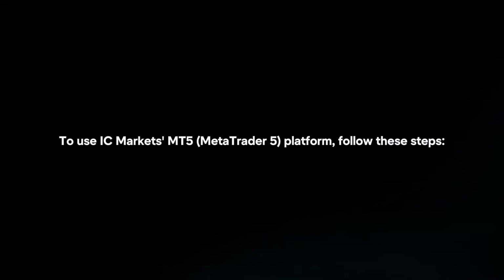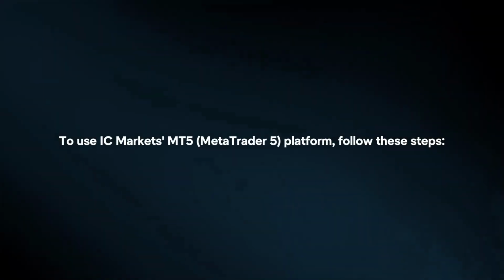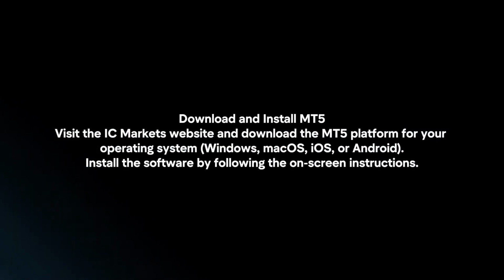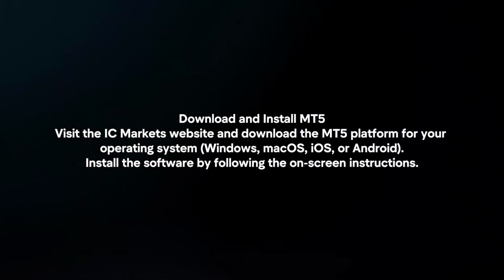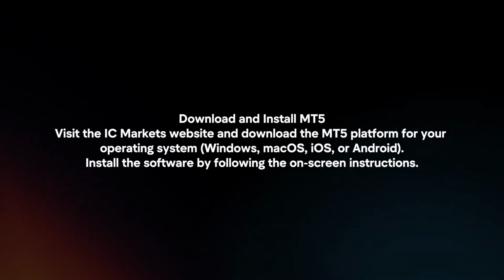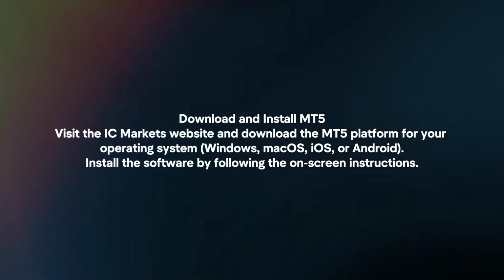To use IC Markets' MT5 platform, follow these steps. Download and install MT5. Visit the IC Markets website and download the MT5 platform for your operating system. Install the software by following the on-screen instructions.